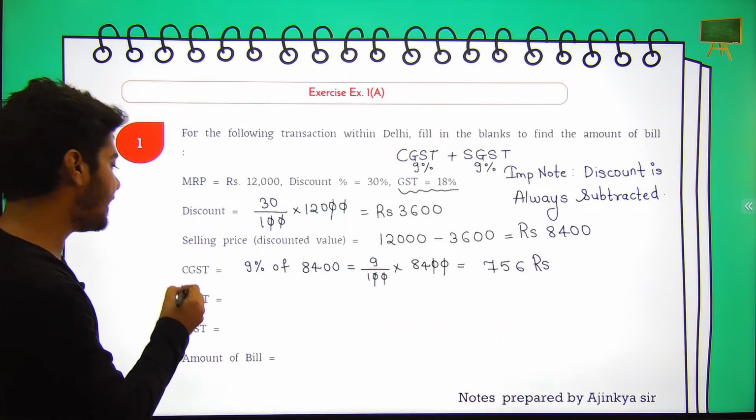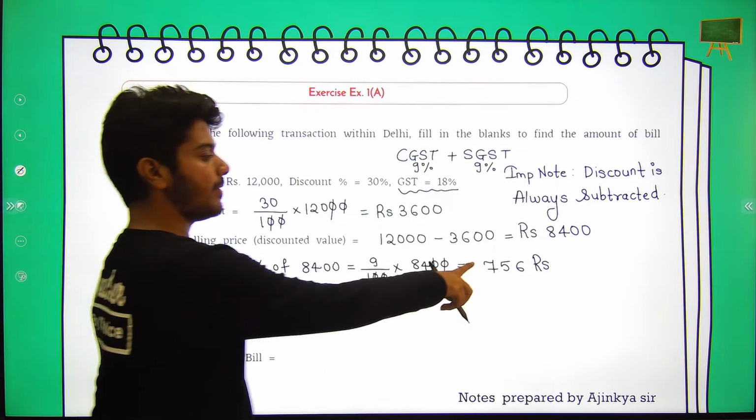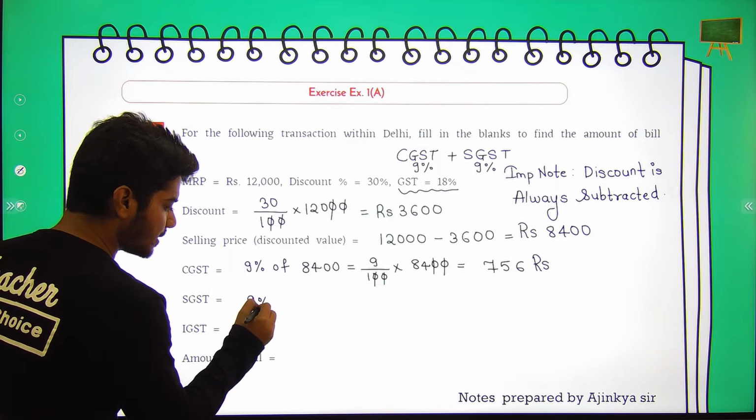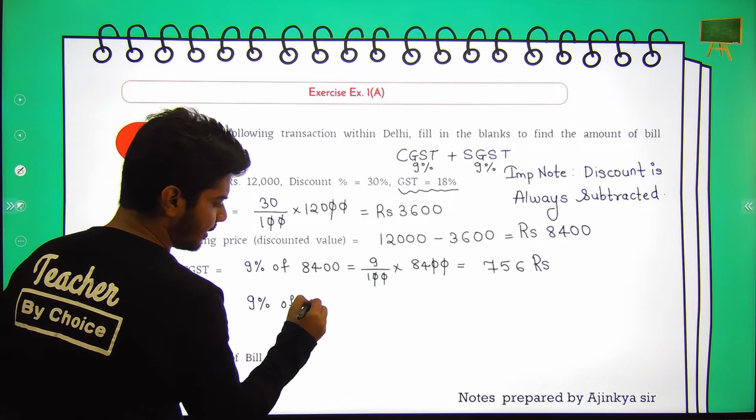So how much money went to the centre? 756 rupees. Now let's see how much will go to the state government. Same, 9% of 8,400.